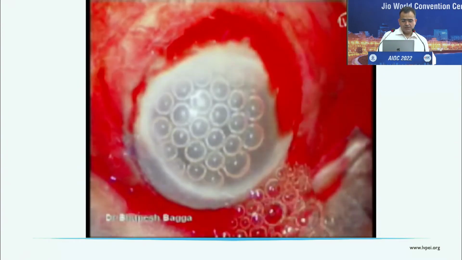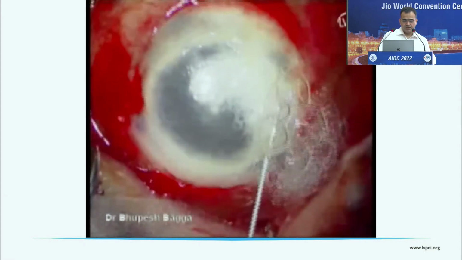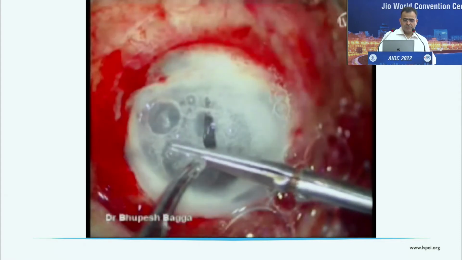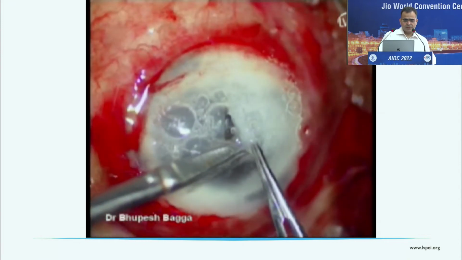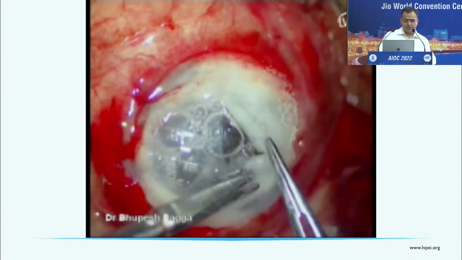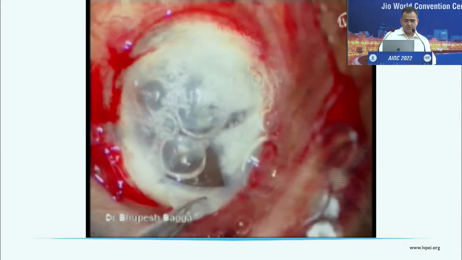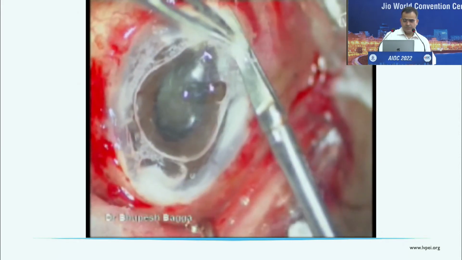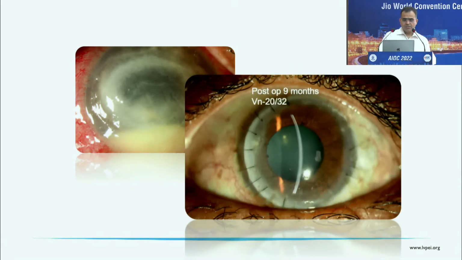After initial trephination, got a decent big bubble in this, and the technique is a little different as compared to the previous video where I used the sharp scissor and removal of the stroma. So this is the follow-up of that patient, and a very decent outcome.